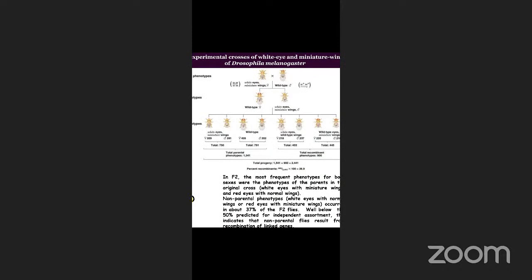Okay. So like this you can see. Females are white-eyed with miniature wings, and males are wild type. But in the next generation, the F2 generation, males got wild type and females got white eyes and miniature wings. Then he could see in the F2 generation crossing that he could get different types of combinations than the expected ratio.